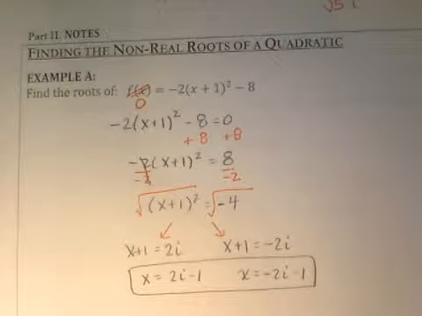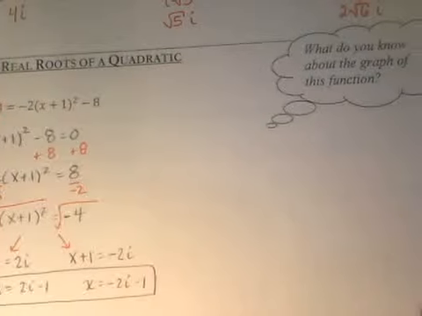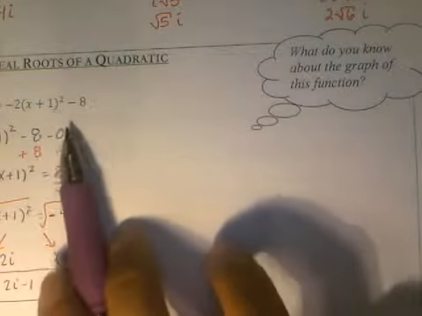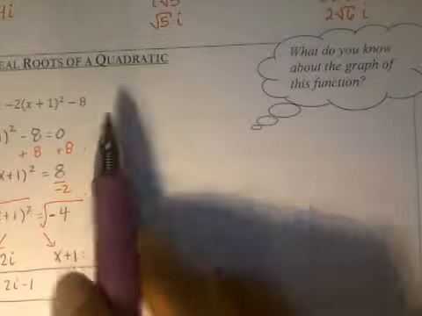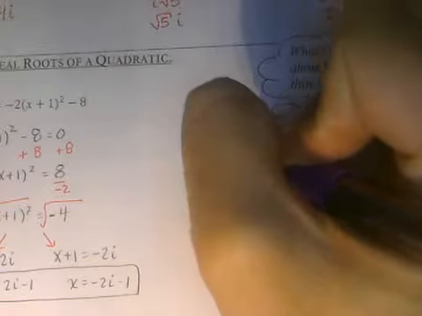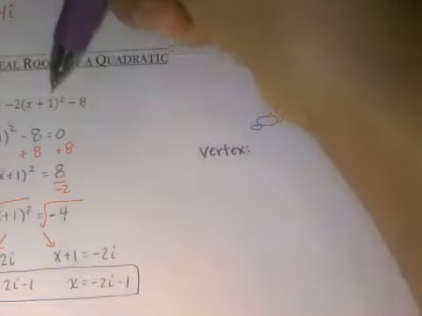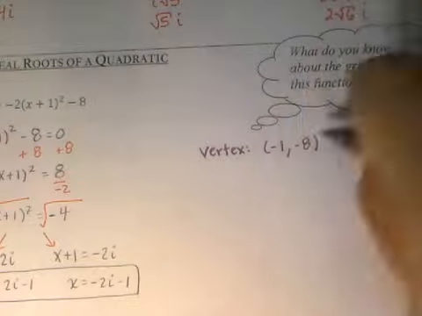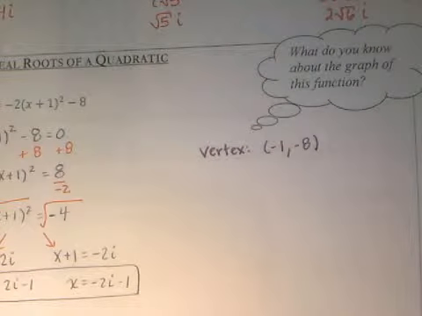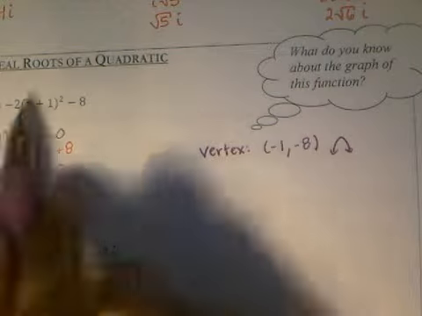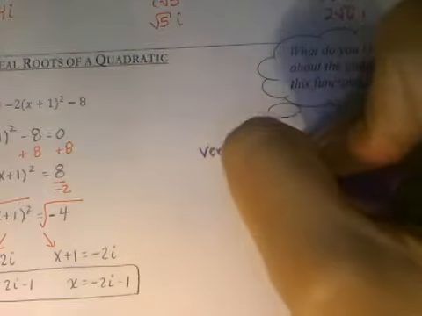Well, as usual, in order to better understand this, we're going to go back to what the graph looks like. And I'm wondering, what do we already know about the graph of this function? Well, we talked about how it's in vertex form, which means that I know the vertex, because the vertex is h and k, and that's -1 and -8. We also know that this parabola is facing down, and that's because the a value is a negative number, which means that this vertex point is going to be a maximum.